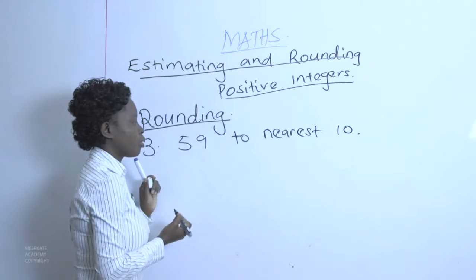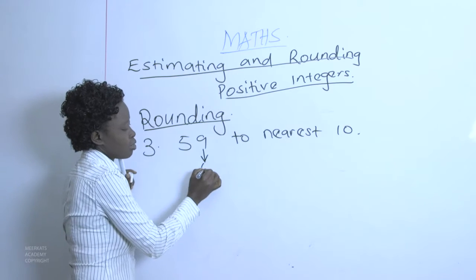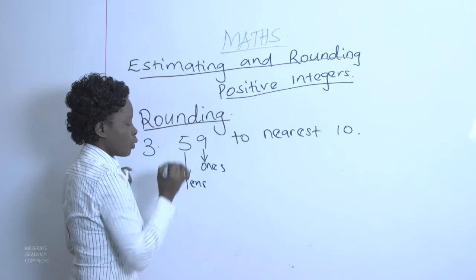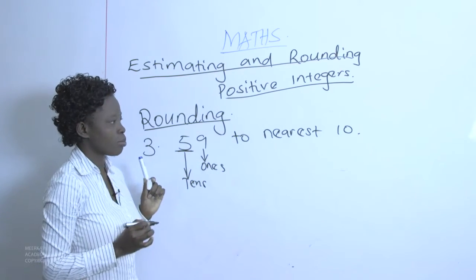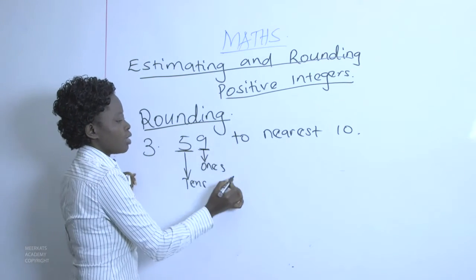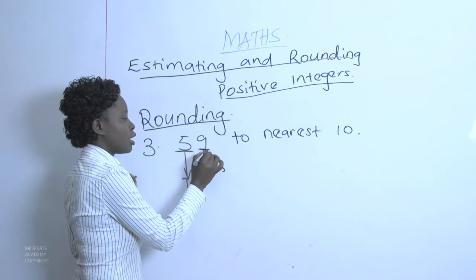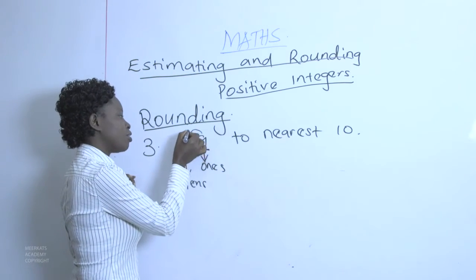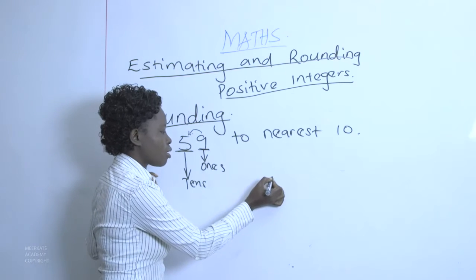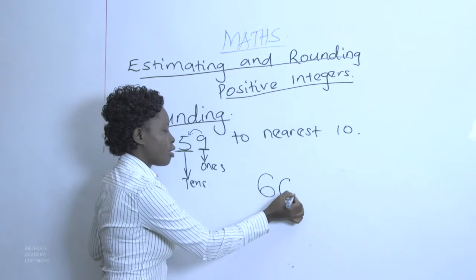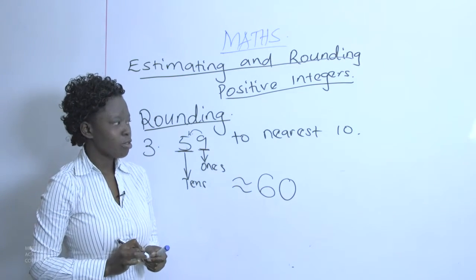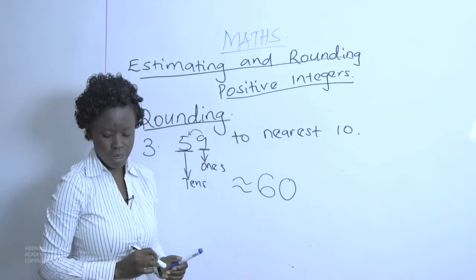10. So we have 59. This means 9 is in the ones place value. Then 5 is in the tens place value. So the digit we are supposed to round is 5. We check the next digit, which is 9. 9 is a number that is more than 5. Being greater than 5, it means it rounds our number up. So 59 is rounded up to 60. So 59 is approximately 60 if it is rounded to the nearest 10.